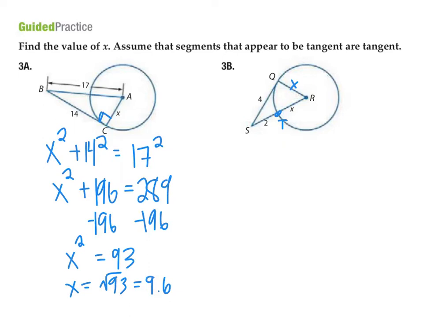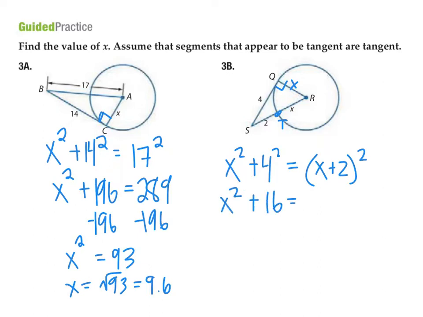All right, now let's set our problem up using the Pythagorean theorem. X squared plus 4 squared is going to equal the hypotenuse squared. The hypotenuse is x plus 2. So x squared plus 16 is equal to x plus 2 times x plus 2.